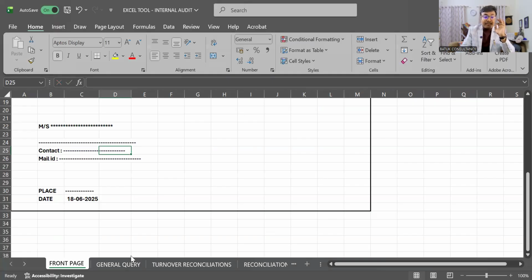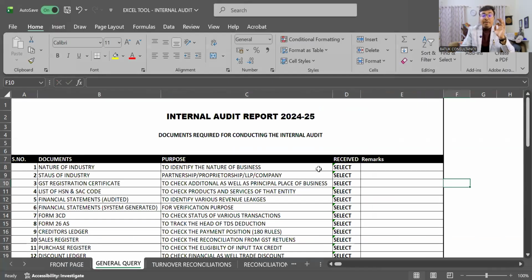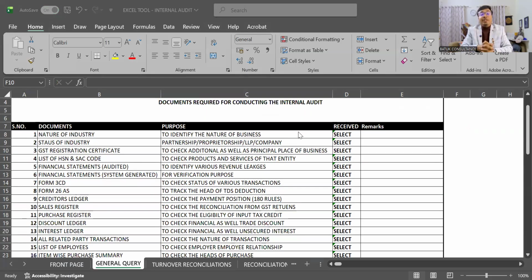Next, journal queries. Before moving to our reconciliations, we need to ask some queries of our client, and for that purpose we have created an exclusive list of queries that you need to ask your client. Before going for this type of internal audit, you should have one meeting with your client so that you can ask the necessary questions. The first question you need to ask is, sir, what is the nature of your industry? When you get the idea about the nature of industry, then only you can easily go for the further things.